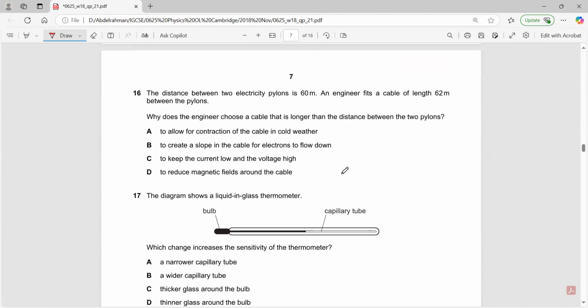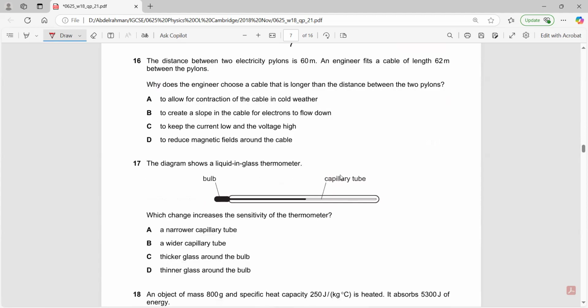Question 16. The distance between two electricity pylons is 60 meters. An engineer fits a cable of length 62 meters between the pylons. Why does the engineer choose a cable that is longer than the distance? In winter, what happens? The cable contracts. So we need to allow for the contraction in the cold weather.